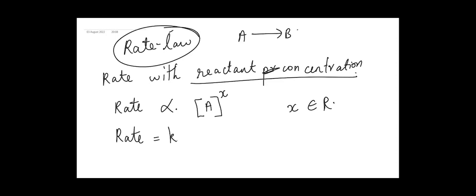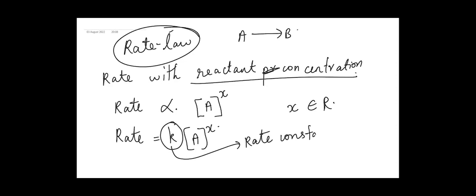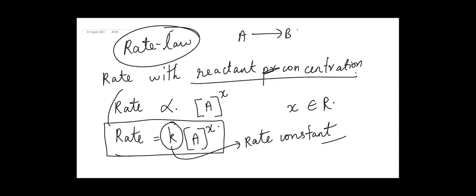So rate is equal to some k times A power x. This k is specially called the rate constant. We give it a name, rate constant. This has a lot of significance, we'll look into it later. This is nothing but the proportionality constant, but we call it the rate constant. Now this is the rate equation for this particular reaction, A gives B. This x also has a specific name, that also we will look into.